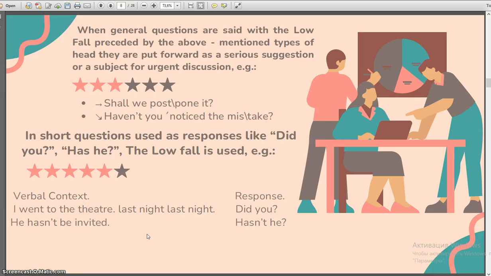In short questions used as a response, like did you? Has he? the low fall is used. For example, verbal context: I went to the theater last night. He hasn't been invited. Response: did you? Hasn't he?